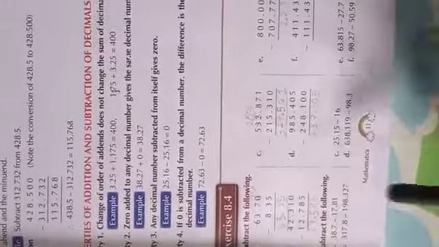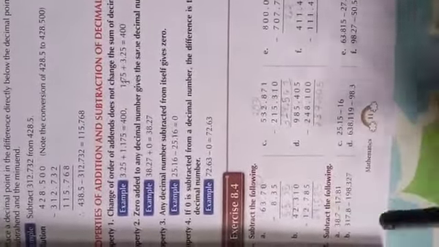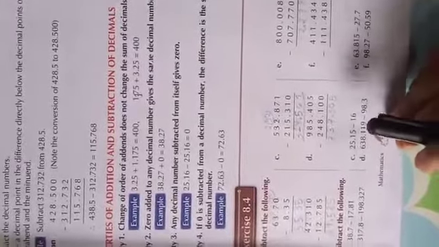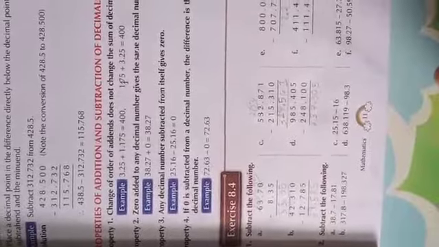Okay, children. In this way we can do the subtraction of decimals. So rest of the questions of question number 1 can be completed by you at your home. Now we will move to number 2. Number 2 is subtract the following. So what you have to do here also, you have to do the subtraction, but here the decimals are not arranged. You have to arrange the decimal numbers first and then you have to do the subtraction.